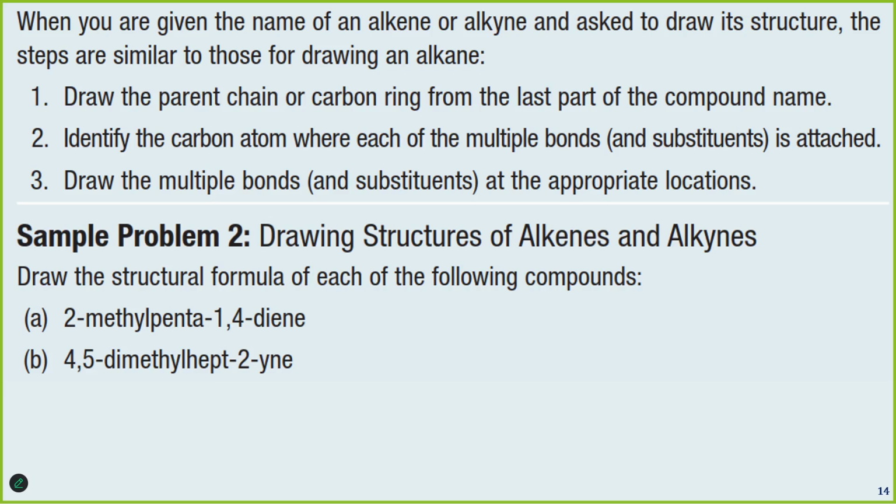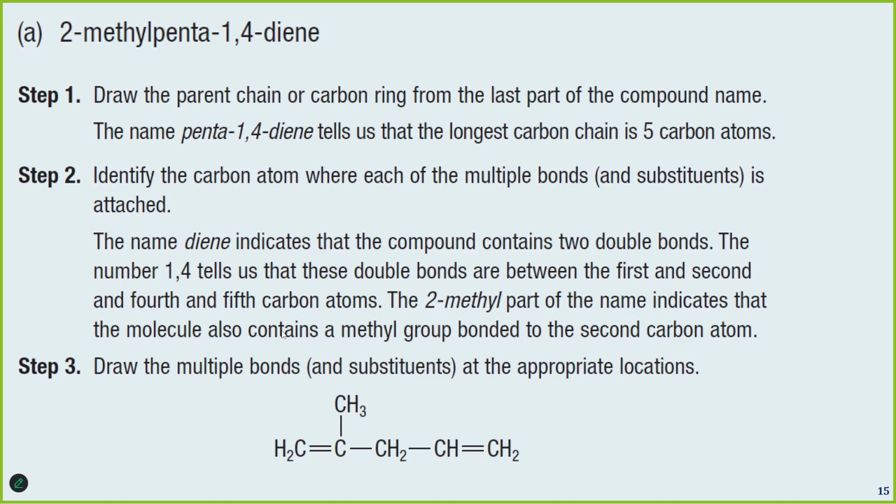Okay, next let's consider sample problem 2. Draw the structural formula of each of the following compounds. A. 2-methyl penta-1,4-diene. B. 4,5-dimethylhept-2-yne. So I'll lead you through the first one and leave the other one for you to solve. Okay? Okay, let's consider question A here.